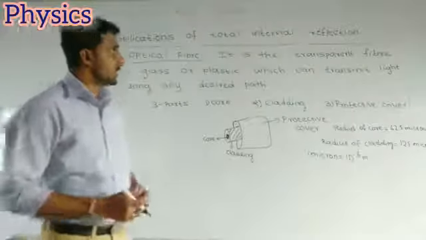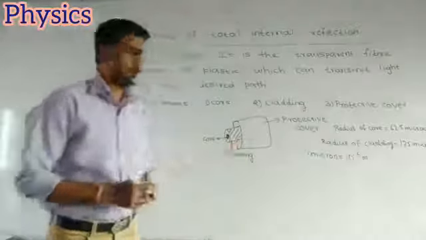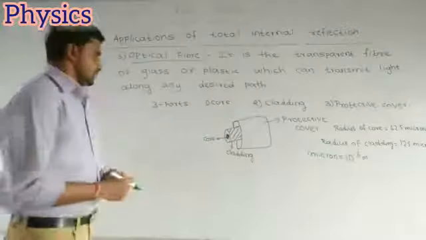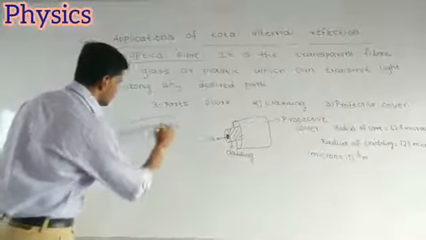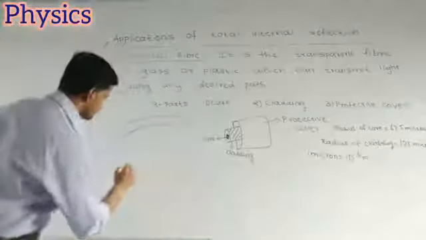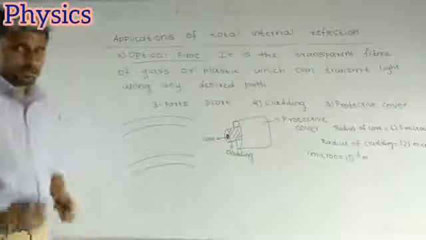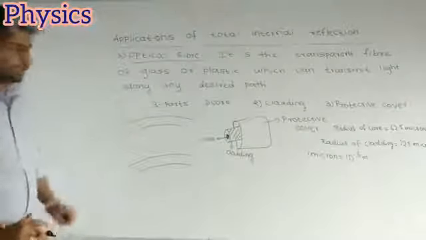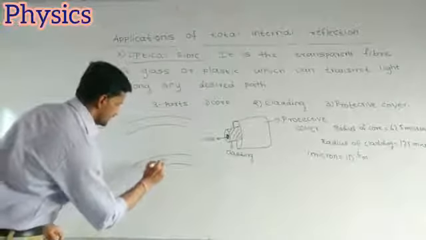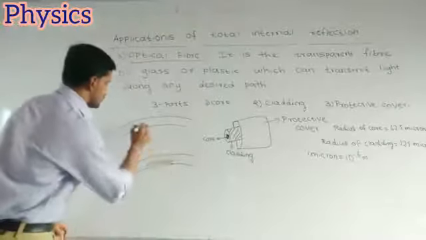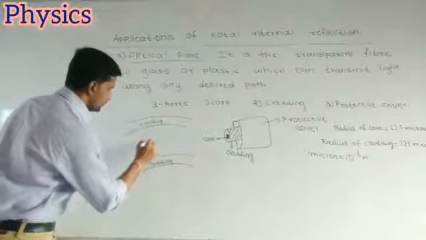Now we will see how total internal reflection takes place in the case of an optical fiber. See, here I am drawing the inner part of this optical fiber. Only two parts I am showing here. This part is cladding. This is the cladding. This is also cladding. And the inner part is the core.